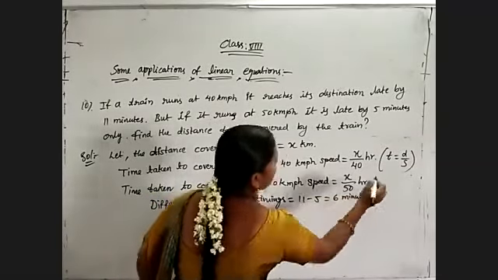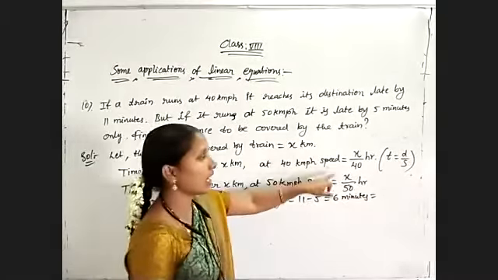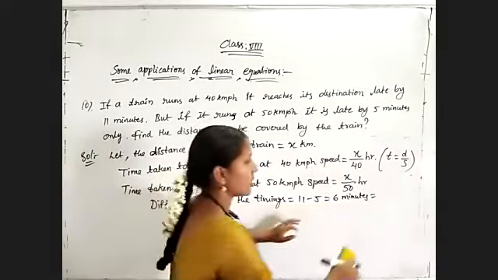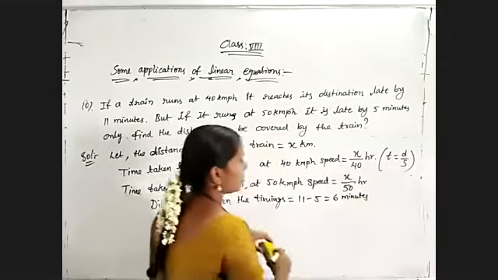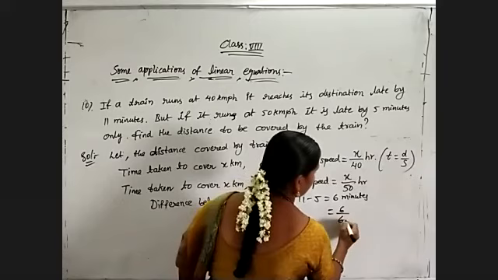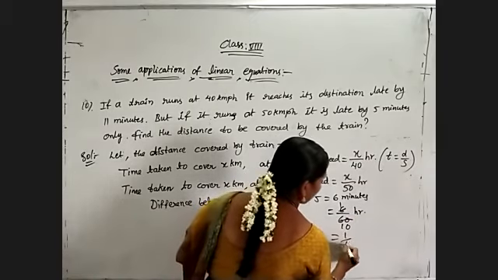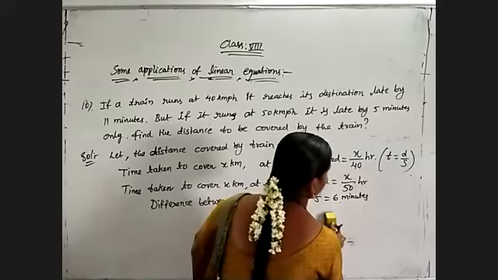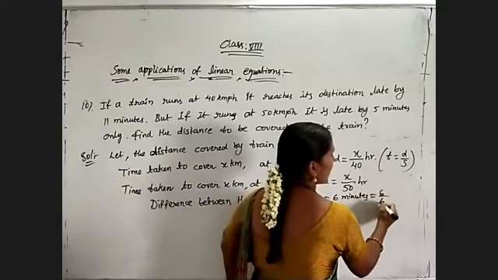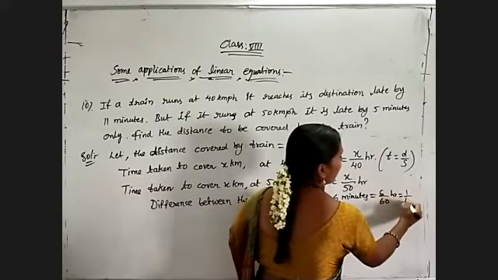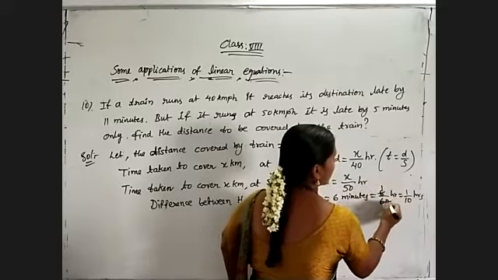But 6 minutes, we have the time in hours. So convert it into hours. 6 minutes is equal to 6 by 60 hours. 6 ones are 6, 6 tens are 60, so it is 1 by 10 hours. 6 by 60 hours is equal to 1 by 10 hours.